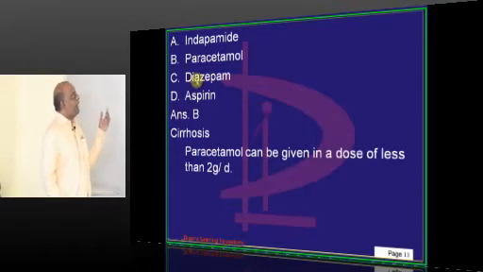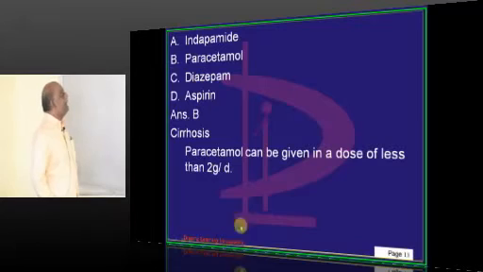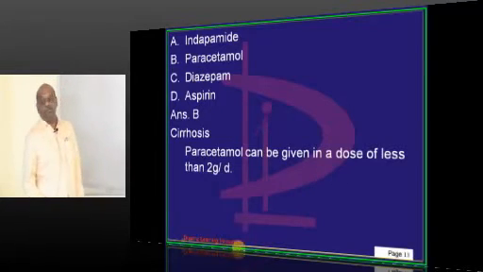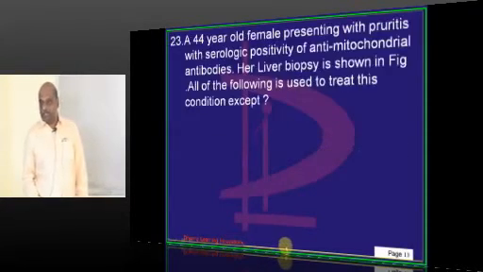So yeah, in histology, indapamide, diazepam, aspirin, all these are generally avoided, but not paracetamol. It can still be given in a dose of less than 2 grams per day in cirrhotic patients.